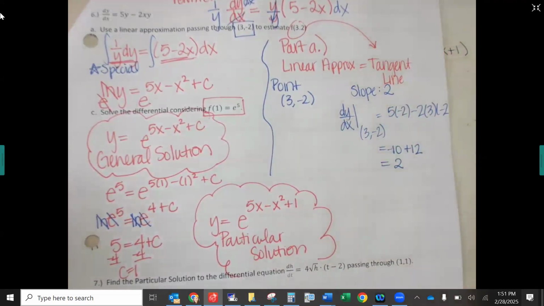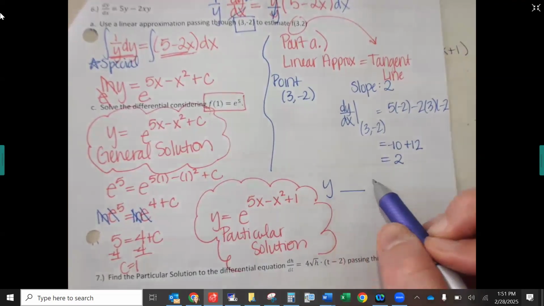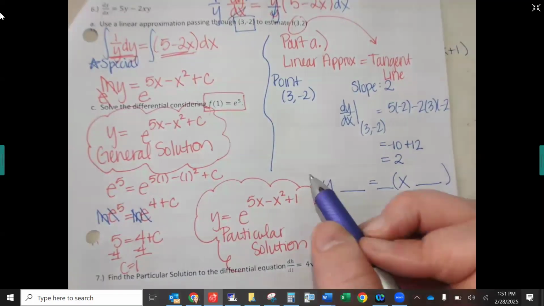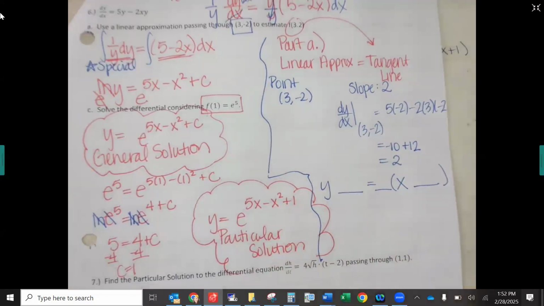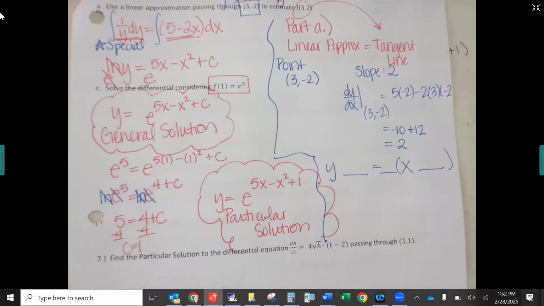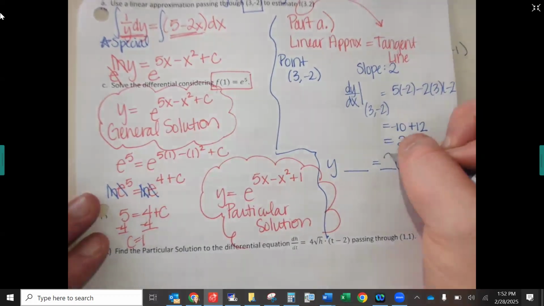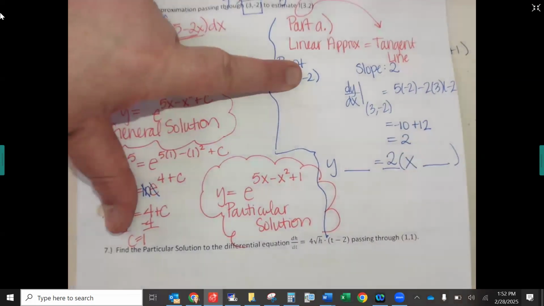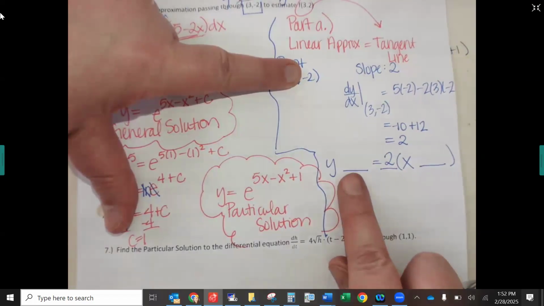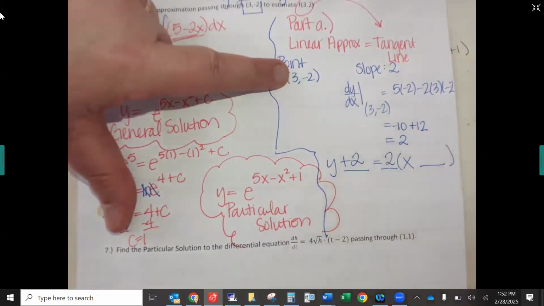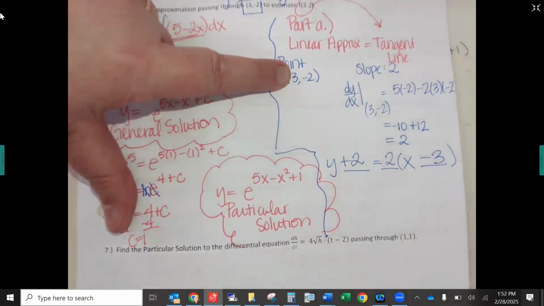And then remember, once you have the point and the slope, you're going to put it in point slope form. Okay, so it'd be y blank equals blank x blank. And then remember, the x and the y should go in opposite signs. The slope should go in the same sign though. So my slope is a 2. My y value is a -2. So what will I put here? Good, and my 3 was a positive, so it's going to go in as a negative. And then what are we putting in this x spot that we're trying to estimate? 3.2.